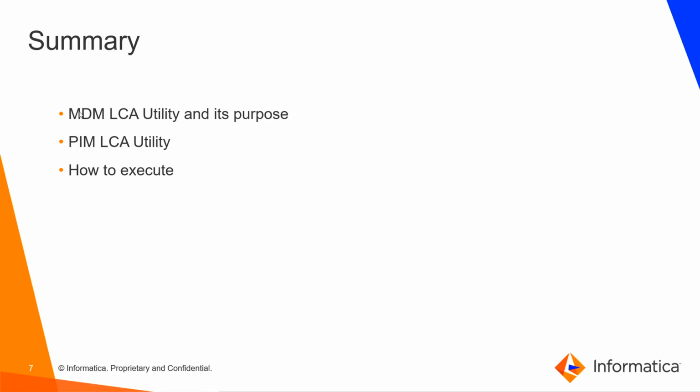Let's summarize our discussion. In this particular demo we saw the MDM LC utility and its purpose, we saw the PIM LC utility and its purpose, and we saw how to execute it. This LC utility is a license compliance and auditing utility, which you can run to get to know the details of the number of records you are using and whether you are complying with the license you have bought. Seeing the report, you can take the next action. If you are not aware of how many records you have purchased the license for, you can get in touch with the sales team.